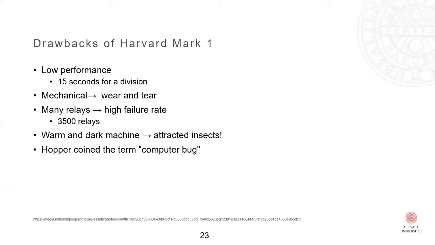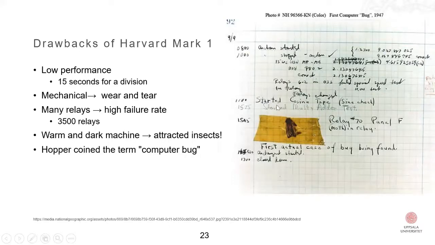Actually, there was another problem that was not expected, and it was that these warm and dark machines were interesting for insects. So there was a time when Hopper noticed that their computation was not done correctly, and they checked many things inside the computer. They didn't find the problem until at the end they found an insect which was on one of the relays and was dead, and it had caused the problem. And in the report, they actually taped the insect.